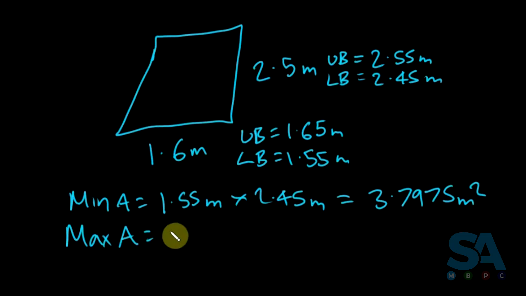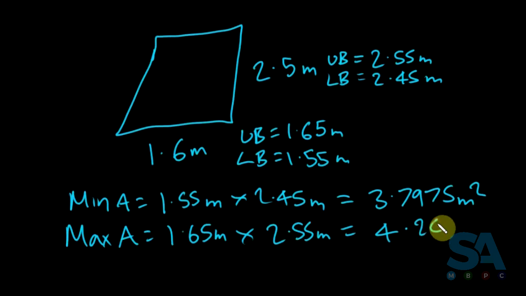For the maximum area, what you would do is times both of the upper bounds together, which gives you 1.65 meters times 2.55 meters, which equals 4.2075 meters squared. This is the minimum value for the area of the rectangle, and this is the maximum value for the area of the rectangle. So what you'd want to do is use the values for the upper and lower bounds for each of the dimensions in question, and use them in such a way as to give you the maximum possible value and the minimum possible value, should the question be asking you that.